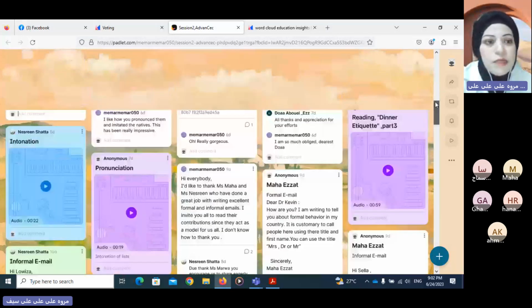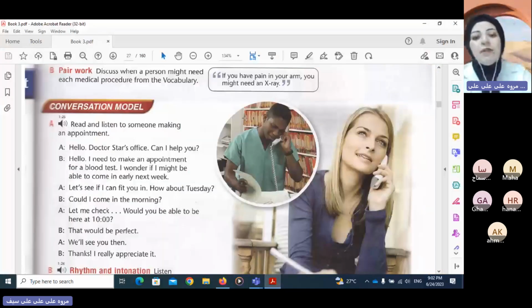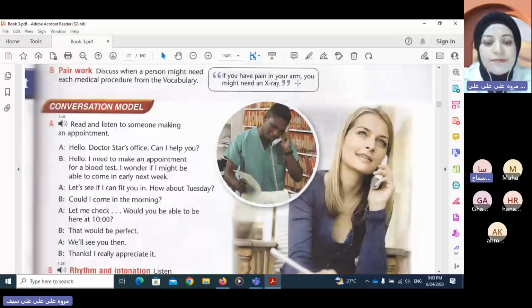Okay, so let's start immediately, not to waste anybody's time. I want you to have a look at this example on the screen. Who can read it, please? Who can unmute and read it immediately? Miss Samah, go ahead. If you have pain in your arm, you might need an X-ray.